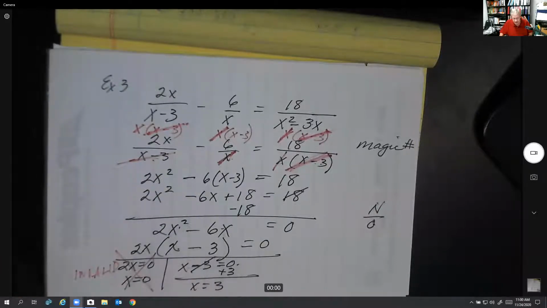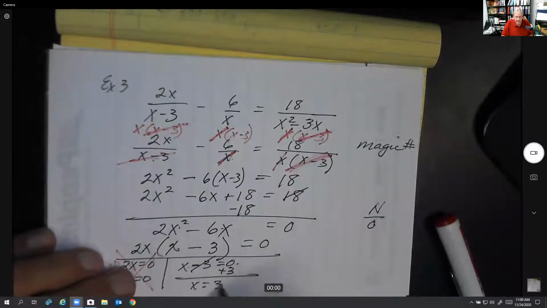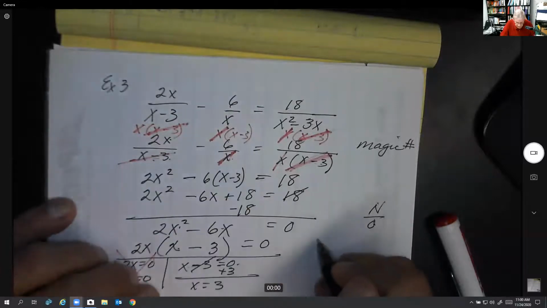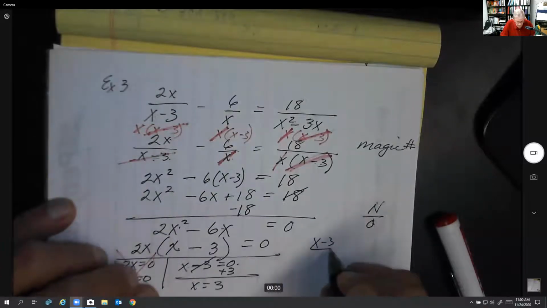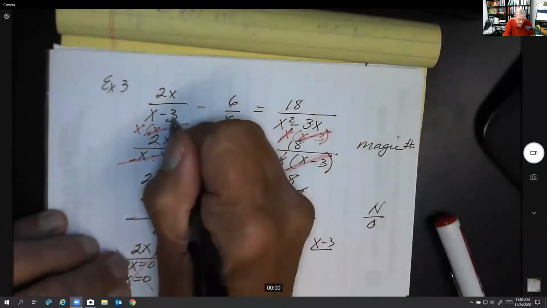Okay, now the next one, I'm going to do the same thing. I'm looking for another pen here. I think I got one. Okay, so on this one, I'm going to put a 3 in here. But what happens when I put in a 3? I've got x minus 3 right here, the original problem.